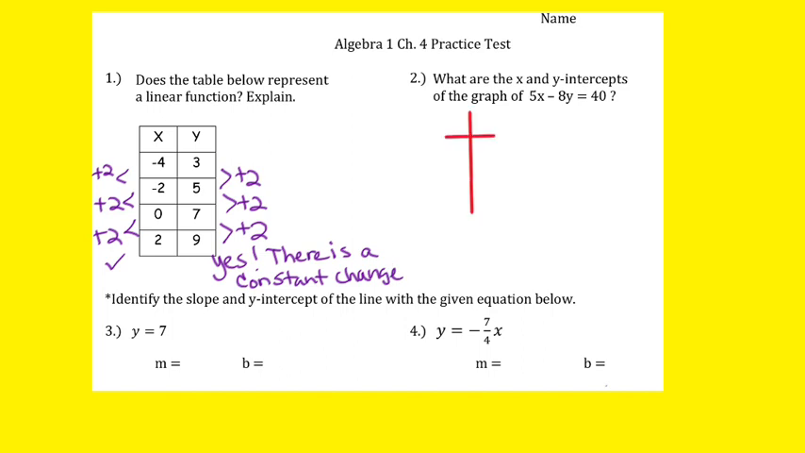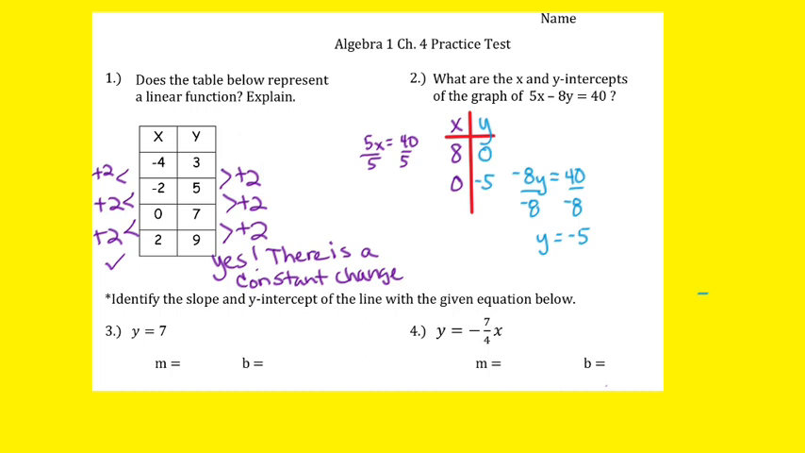On number 2, we solve for x and y intercepts. I solve for x when y is 0, and I solve for y when x is 0. And I have my 2 intercepts: x is 8 and y is -5.